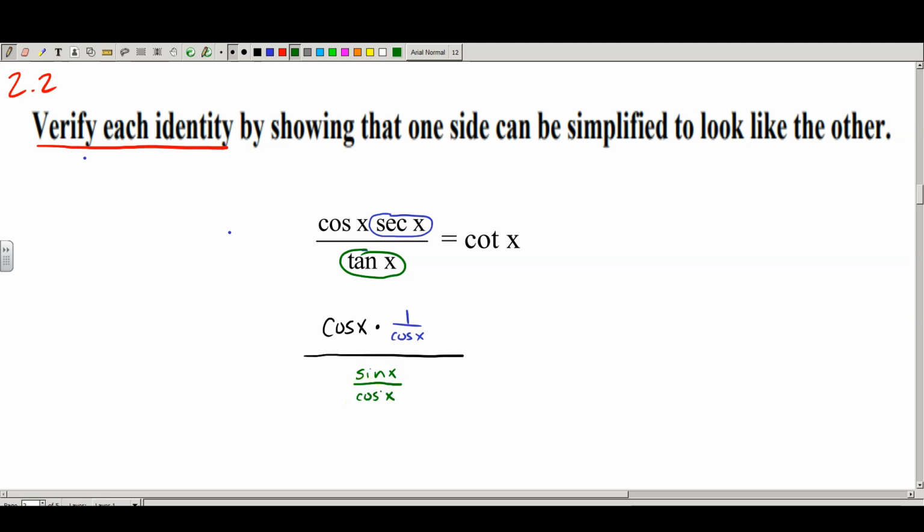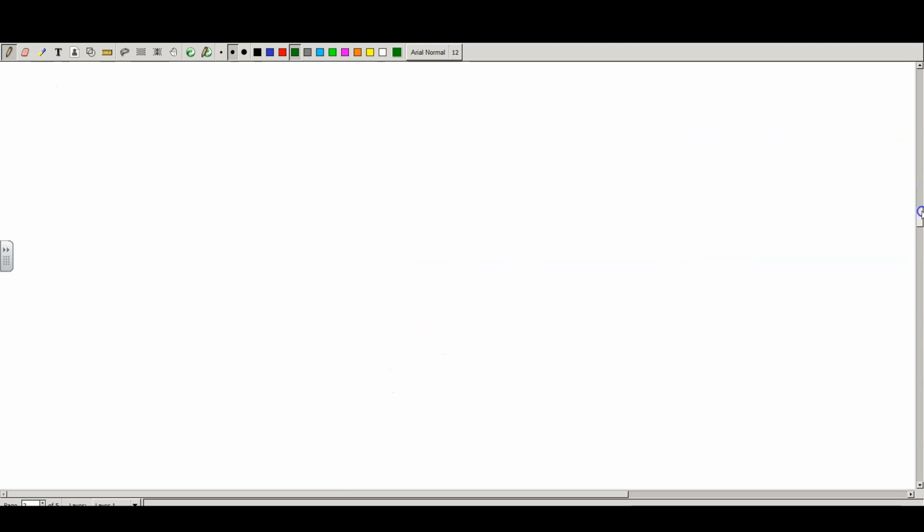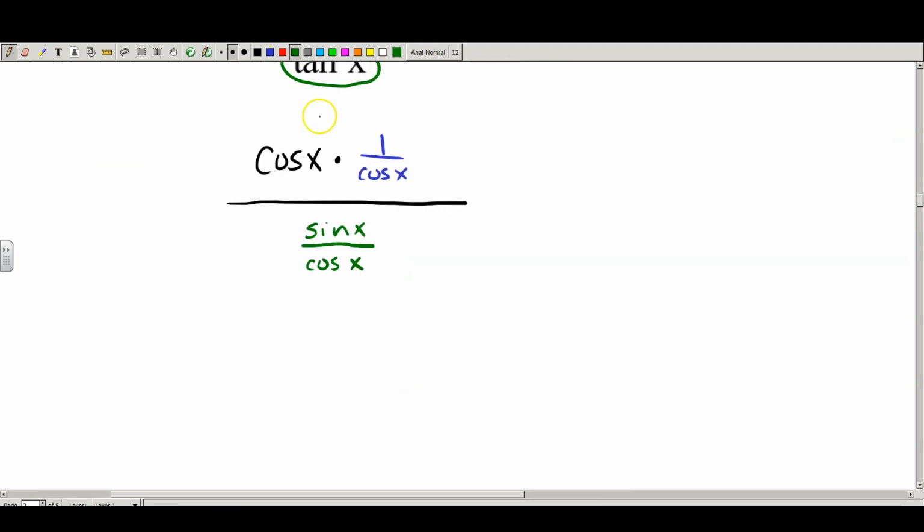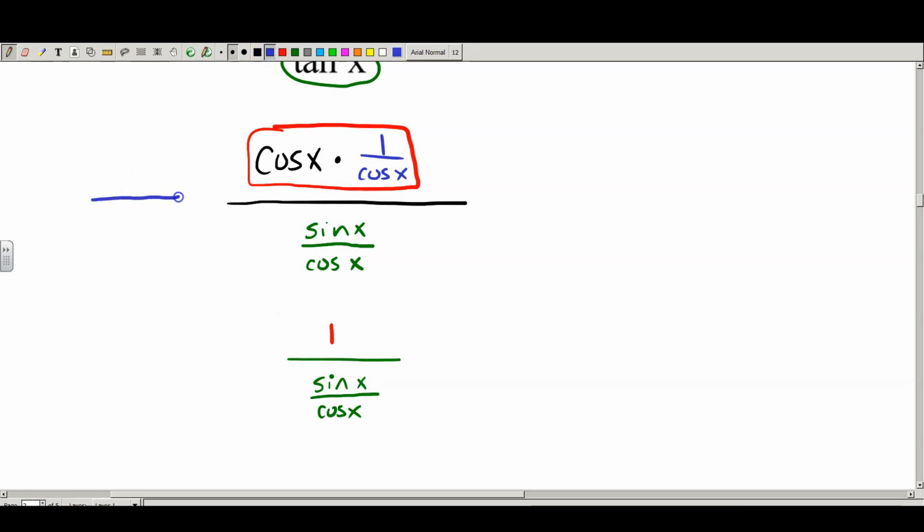Tangent is the same thing as sine x over cosine x. So when you get a problem like this, you get kind of a big complex fraction, and you just want to be careful as you're going through it. So all I'm going to do here is I'm really just going to focus on the top. I know that cosine x times 1 over cosine x, well, of course, that's equal to 1, right? So my next step is going to say 1 divided by sine x over cosine x. So I went from here, and my next step was now this.